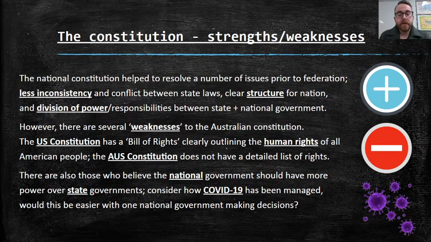However, it's not all perfect sunshine rainbows. There are several weaknesses to the Australian Constitution. For example, in the United States of America, the US Constitution has a Bill of Rights. So we've got a big list of rights in America that are part of their Constitution, and they clearly outline the human rights of all American people. The Australian Constitution mentions a few, but it does not have a detailed list of human rights. So that could be considered a weakness.